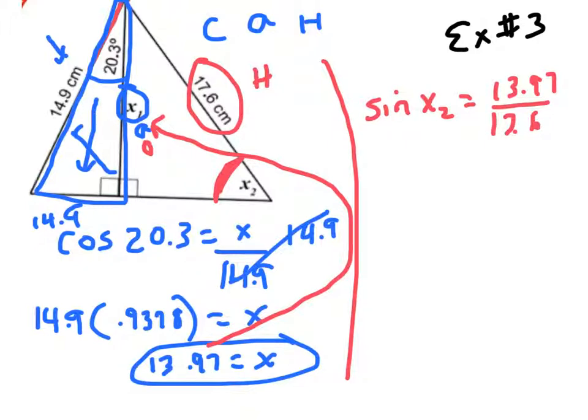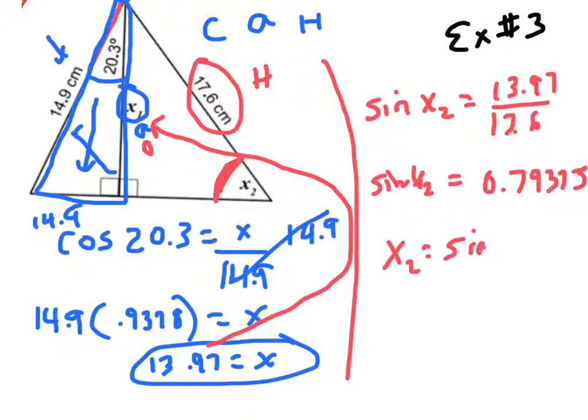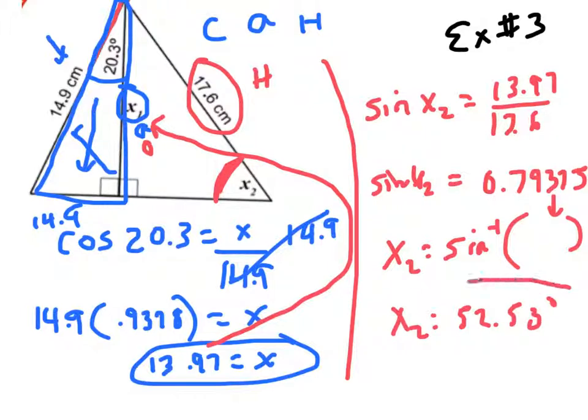13.97 divided by 17.6 gives me 0.7935. That equals sine of this x2. So x2 is going to be whatever my calculator tells me the inverse sine of that number is. And if you want to check it, I can do it real quick because this one's almost done for you. I get the angle measure is 52.53 degrees. Little bit more complicated lesson because trigonometry kind of poses some challenges.